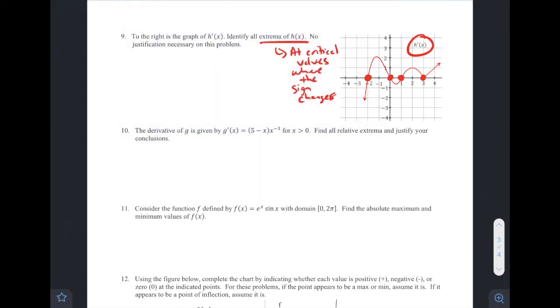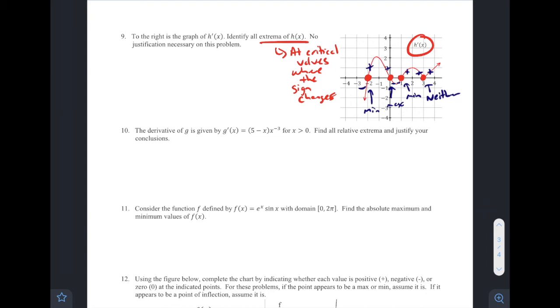We see at -2, it's going from negative to positive. That tells me that this is going to be a minimum. Here at x equals 0, we see it's going positive to negative, so that is telling me that that's going to be a maximum. Then we have negative to positive, so we have a minimum again. And then here we have positive to positive, which is neither. Nothing is happening at x equals 3.